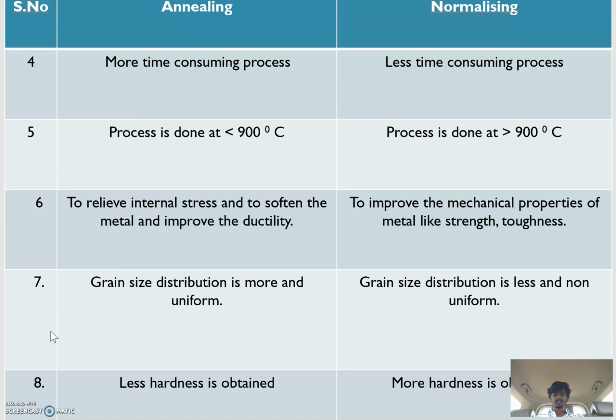The purpose of annealing is to relieve internal stress, soften the metal and improve ductility, and in normalizing, to improve the mechanical properties of metal like strength and toughness. Grain size distribution is more and uniform in annealing, while the grain size and distribution is less and non-uniform in normalizing. In annealing, the hardness obtained is less, while in normalizing, the hardness obtained is more.